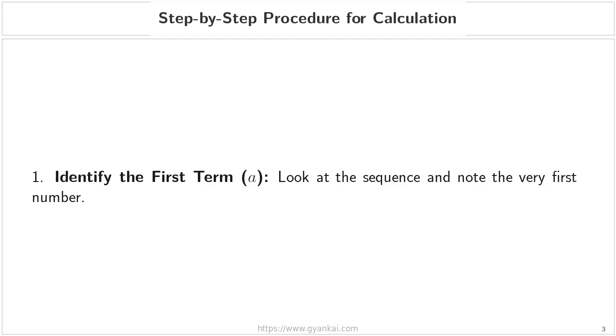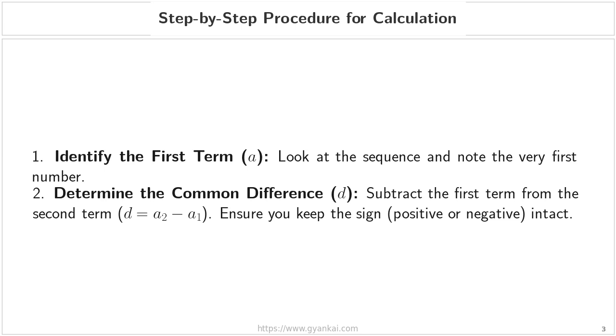Step-by-step procedure for calculation. Now that we have seen the general formula on the previous slide, let's break down exactly how you should approach a problem. To avoid confusion, I recommend following this 5-step procedure every single time. First, you need to identify the first term, which we represent with the letter A. Simply look at your sequence and note down the very first number you see. Second, you must determine the common difference, denoted by the letter D.